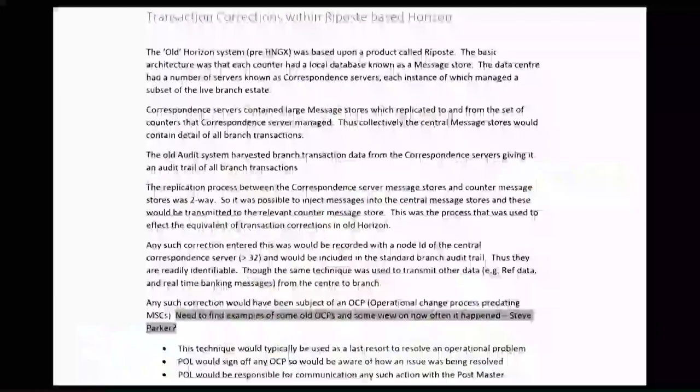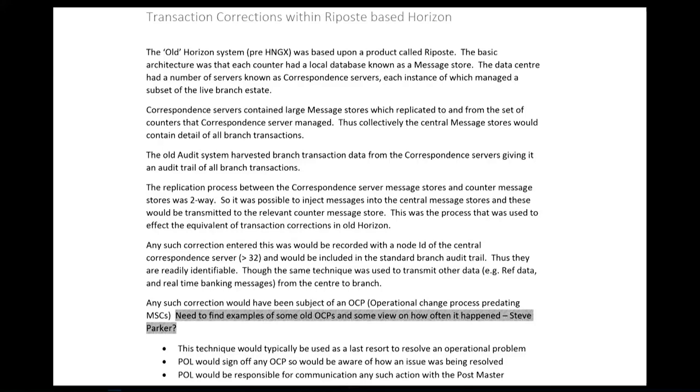So this is inaccurate to say that any such correction would be recorded with a node ID that would leave a footprint to make it readily identifiable as coming from the SSC? I think that depends on your reading. My reading of it was that, as it said, it was possible to inject messages into the central message stores. That sentence was referring to messages injected into the central message stores. But I agree it could be read either way.